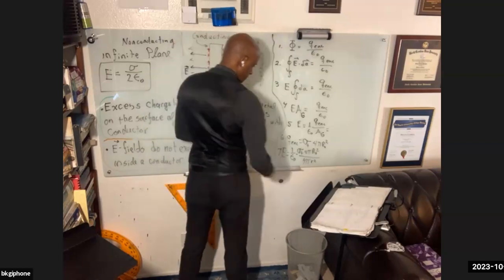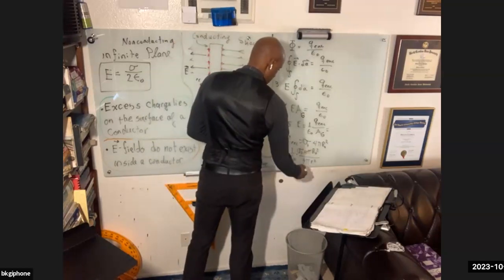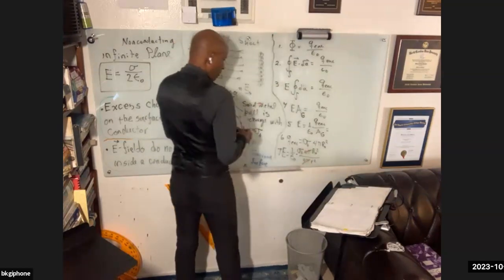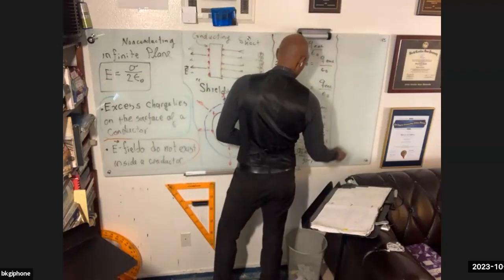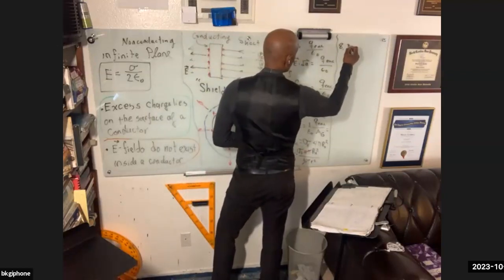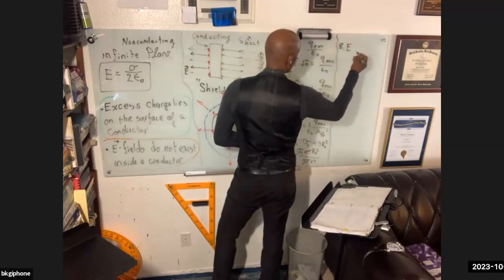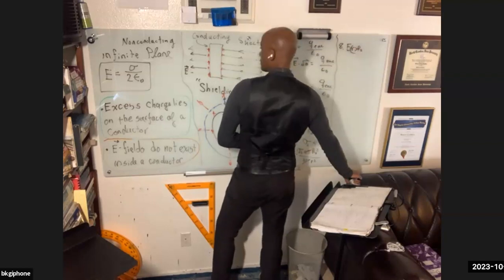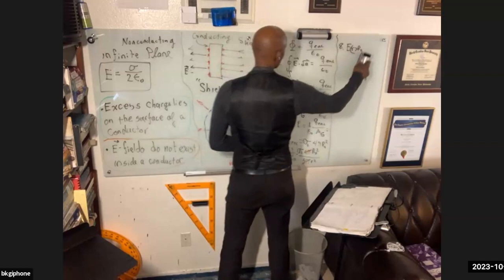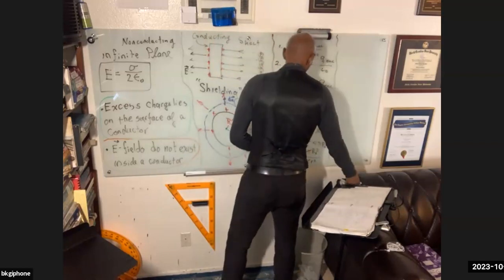You get that the 4 pi cancels. So what I have is E on the outside, E for r greater than R naught. In fact, let me write this. Come back over here.